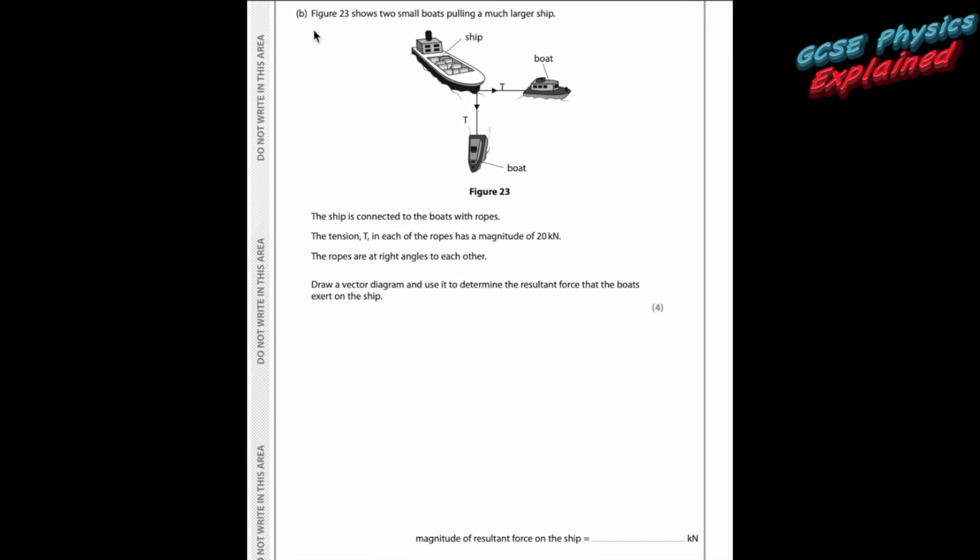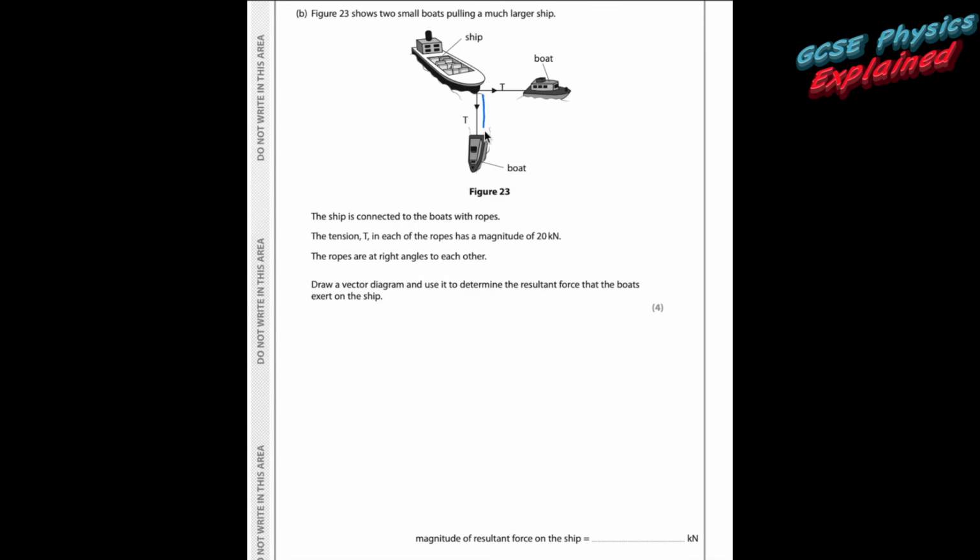Part B. Figure 23 shows 2 small boats pulling a much larger ship. The ship is connected to the boats with ropes. The tension T in each of the ropes has a magnitude of 20 kilonewtons. So it's the same. The ropes are at right angles to each other. Draw a vector diagram and use it to determine the resultant force that the boats exert on the ship. Right, well I'm doing this on a computer and I've zoomed in. So my measurements will probably be different to yours as you're measuring yours on the actual A4 paper.